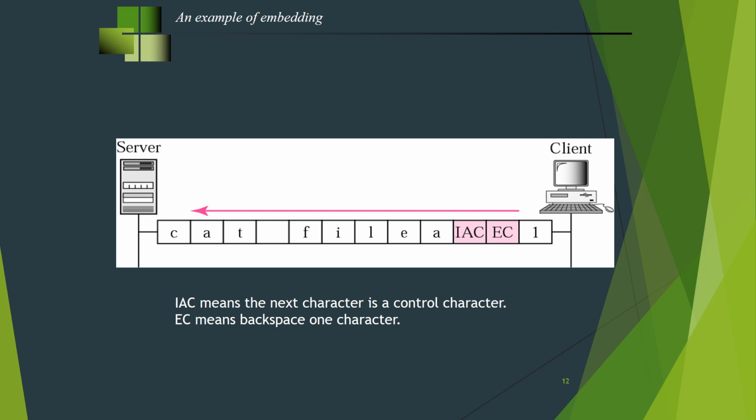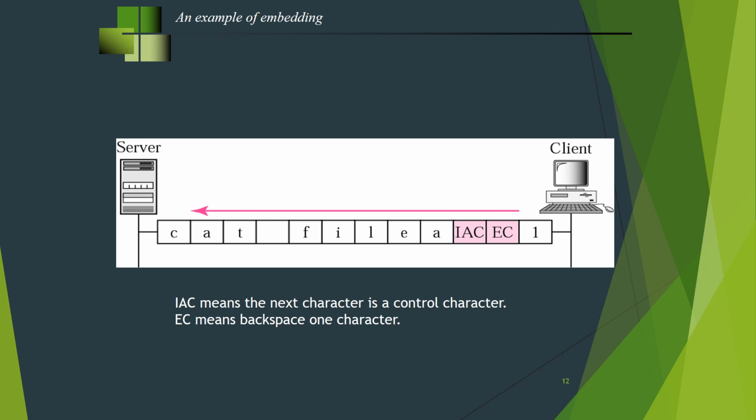So here you can see IAC means the next character is a control character. EC means backspace one character. So this is the data, and in between there is a separation as shown, like IAC and then EC. So this is the way the embedding is done. The user cannot edit locally. The editing is done at the remote server. The backspace character is translated into two remote characters, that is IAC and EC. They are embedded in the data and sent to the remote server.